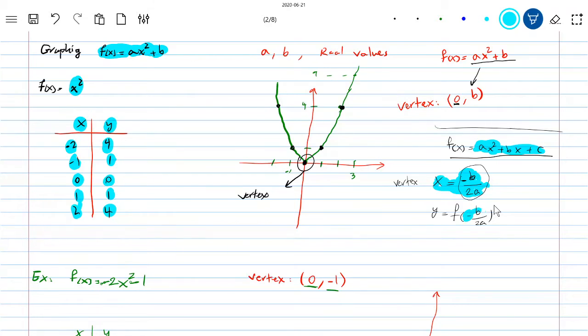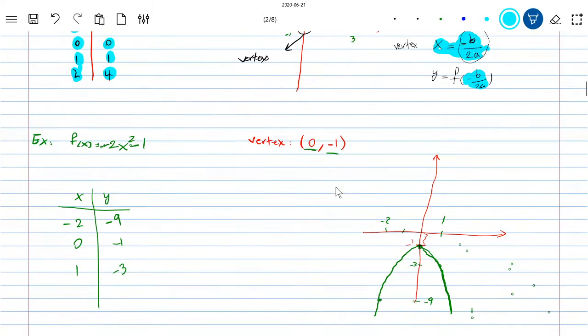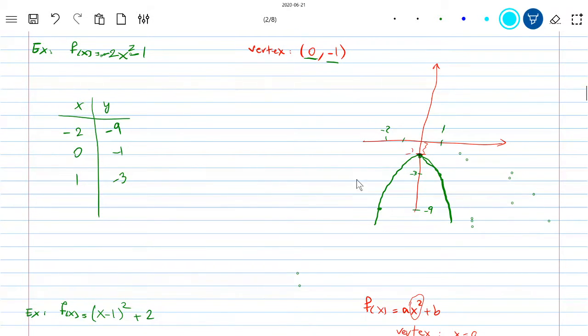How do you find the y value? You always replace that x value into the function and it gives you the y value. So our main focus is only on this case, 0 and b. If you find the x value, you can always find the y value just by replacing. So for ax squared plus b, the vertex happens to be at 0 and the y value is b. Okay, so now how do we find the vertex for this case? Let's look at the next example. Here is our next example, -2x squared minus 1.